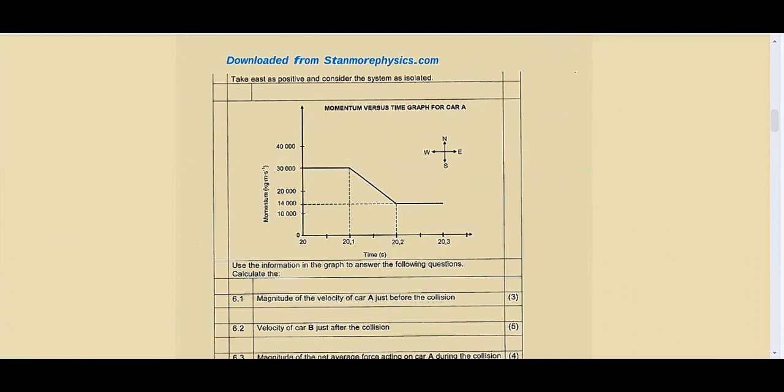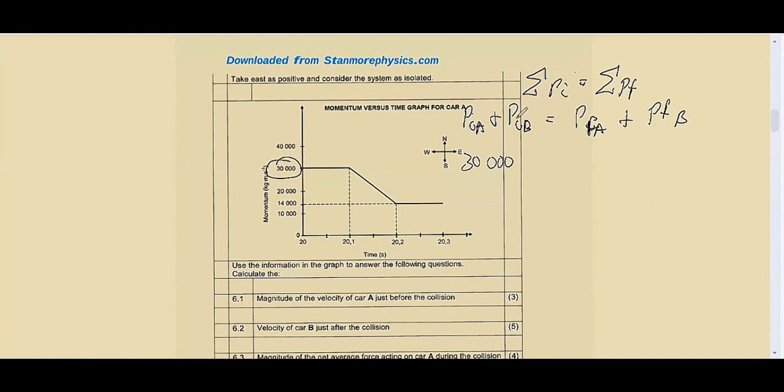Remember, we have the formula for the principle of conservation of linear momentum. So sum of momentum initially is equals to sum of momentum finally. Then we have momentum of A plus the initial momentum for B is equals to final momentum for A plus final momentum for B. Now, what is the initial momentum for A? It's 30,000, right? But what is the initial momentum for B?